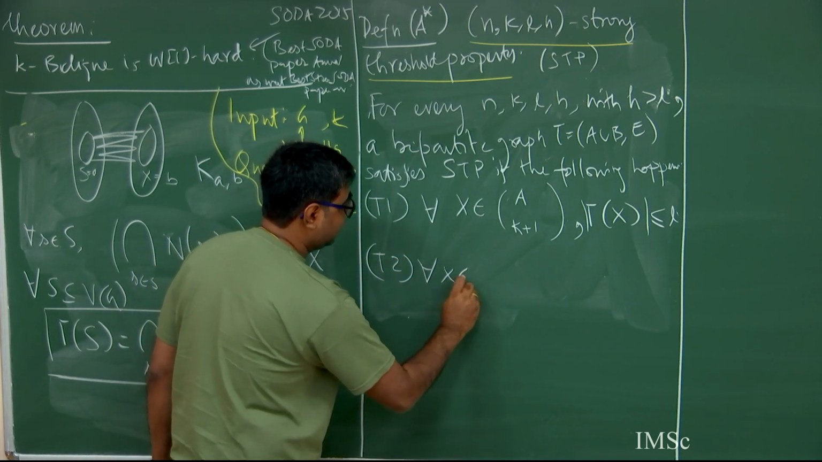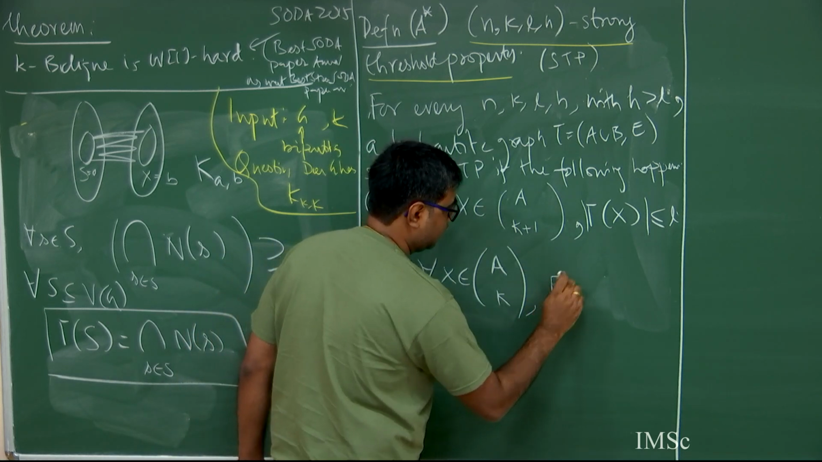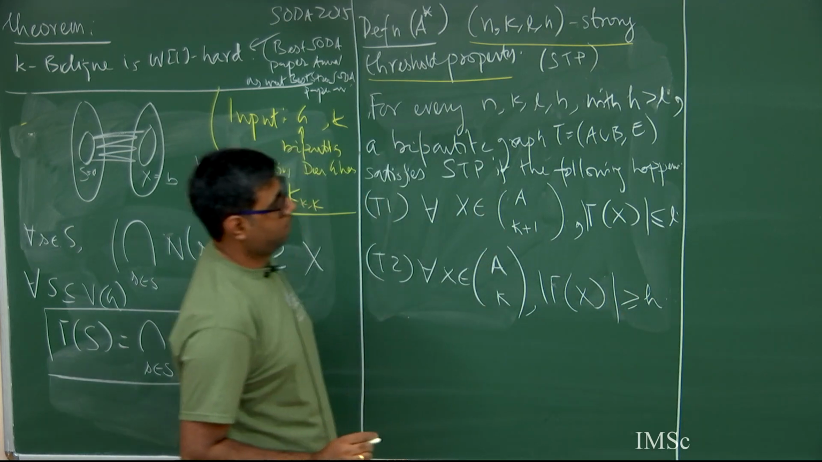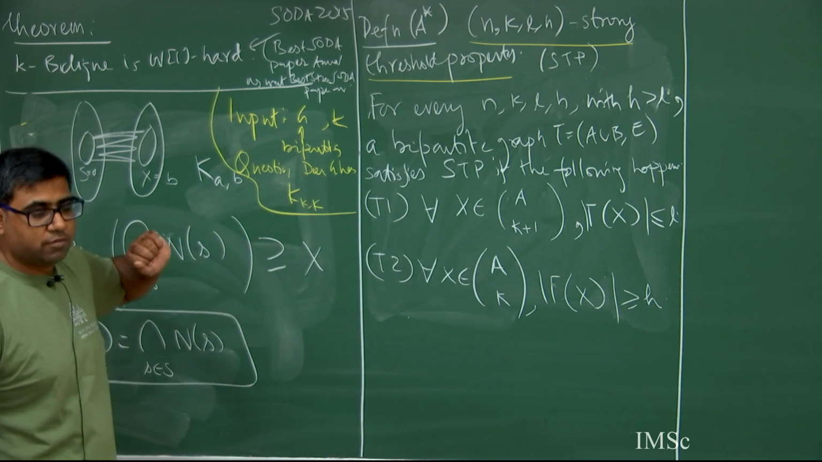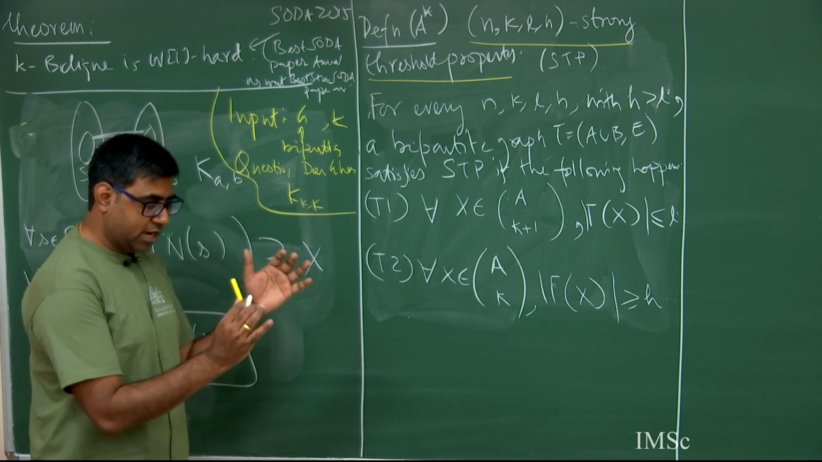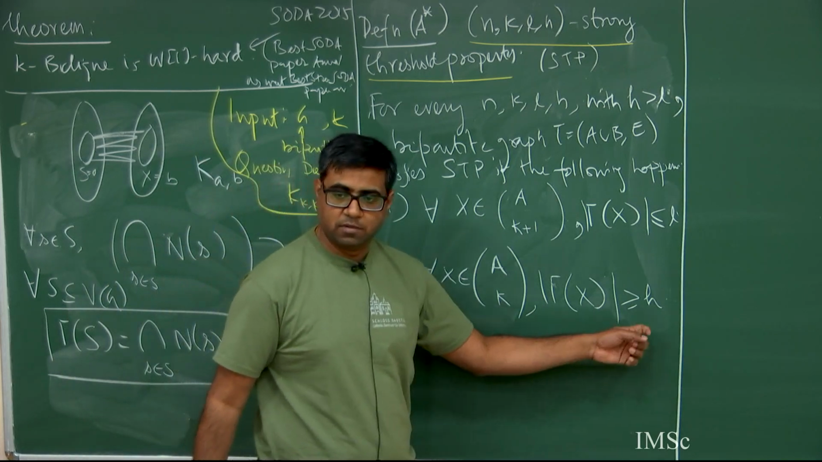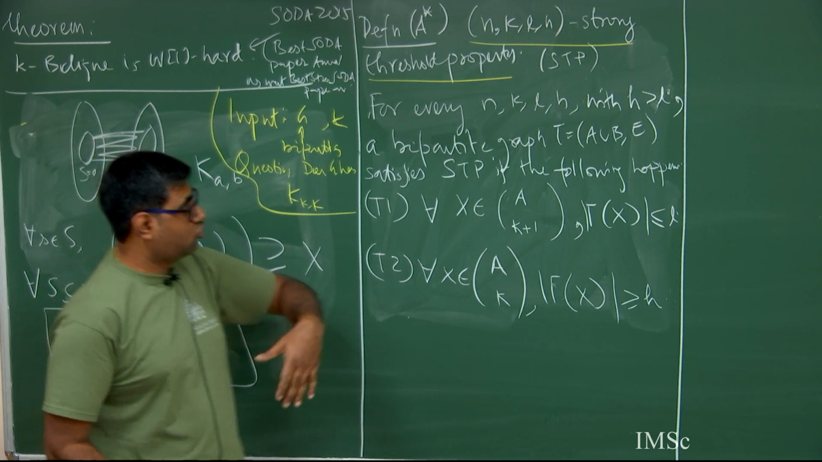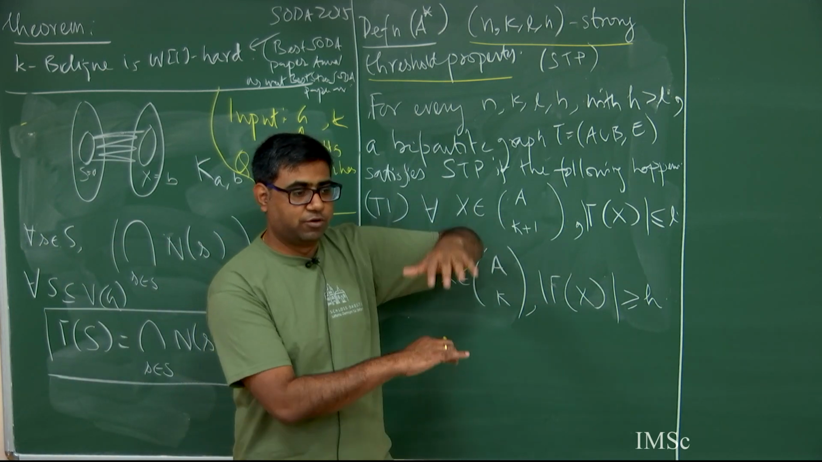And what is T2? For all X in A choose k, their common neighborhood is at least H. So this is the two properties. Now you see what I'm trying to differentiate. If I'm looking at a set of size k, then they have lots of common neighbors, quantified by H. But even if I just take k plus 1, the common neighborhood drops to at most L. This is the gap I'm trying to create, and this is the construction.